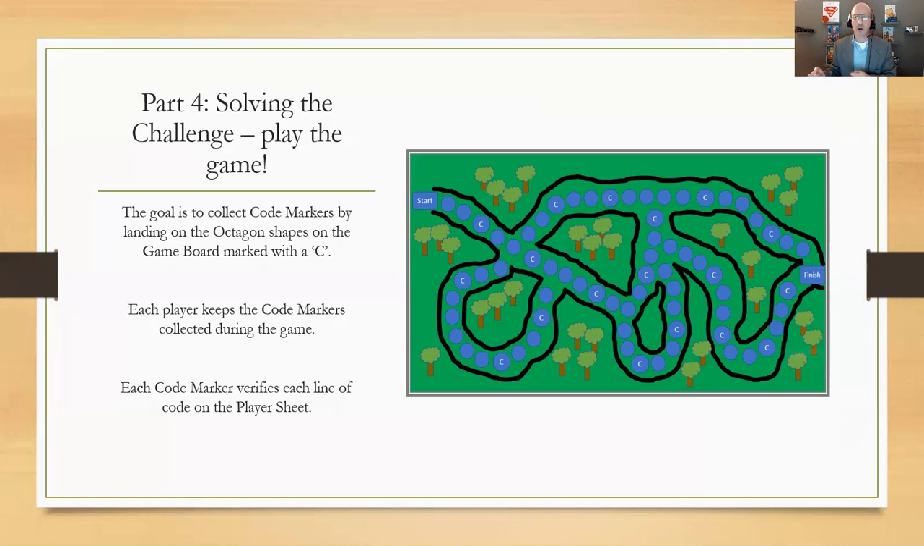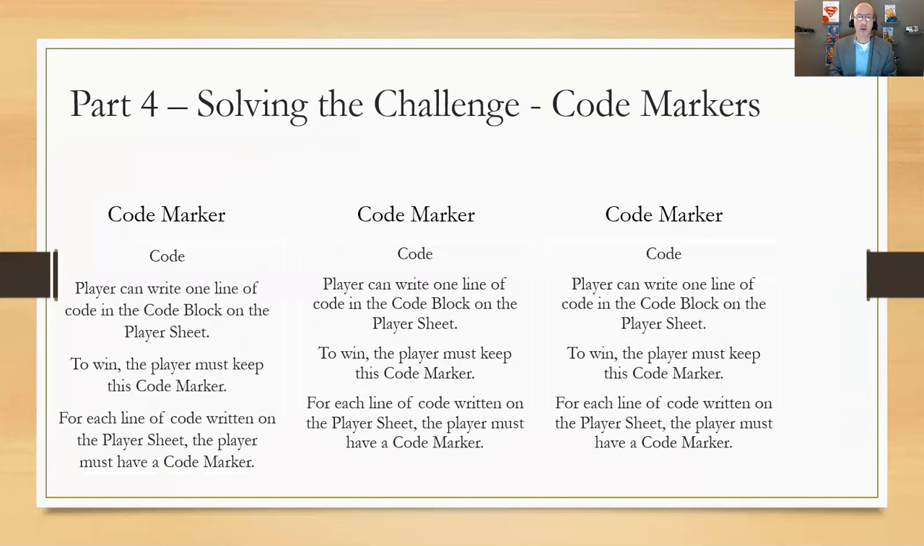And again, the code markers are designed so that for each code marker you have, you have a line of code. So the code markers are simply this. A player can write one line of code in the code block on the player sheet. To win the game, the player must keep this code marker and all code markers collected.